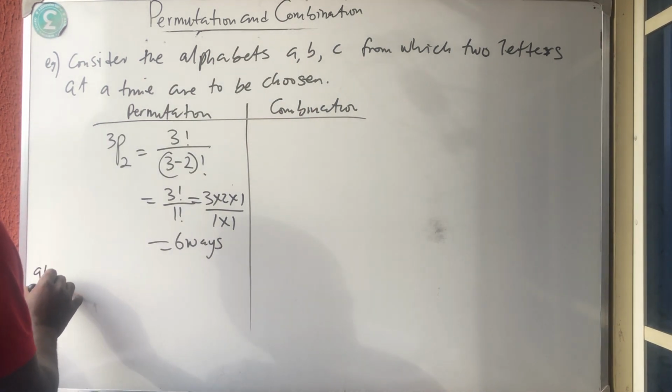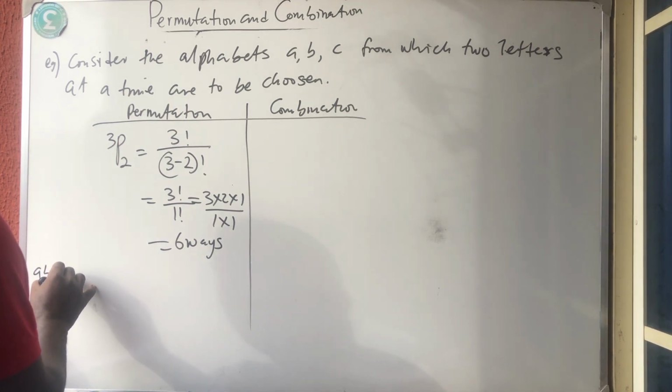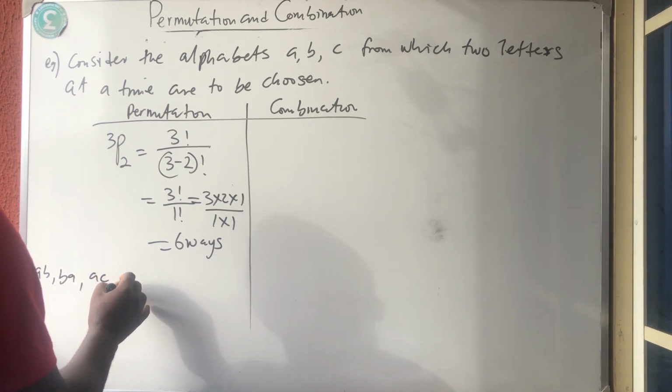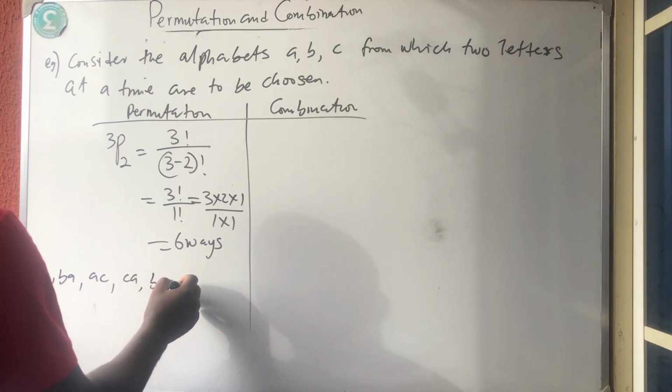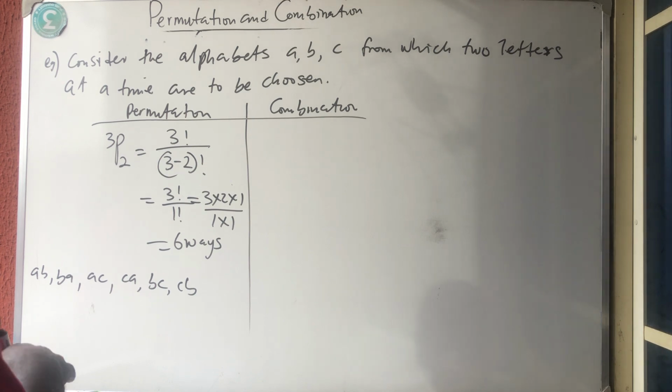If I have AB, BA, AC, CA, BC, and CB, you see, you can form two in 6 ways.